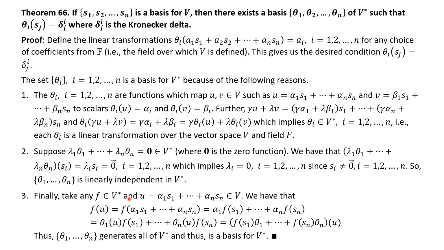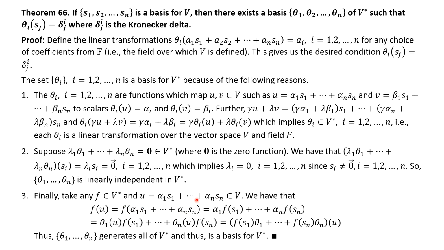Okay, finally we need to show that these vectors are a spanning set, so that any member of V star, which we'll call f, can be represented as a linear combination of these vectors. So we'll take any f from the dual space, take any vector u from V, write it in terms of the basis for V, and apply f to u.